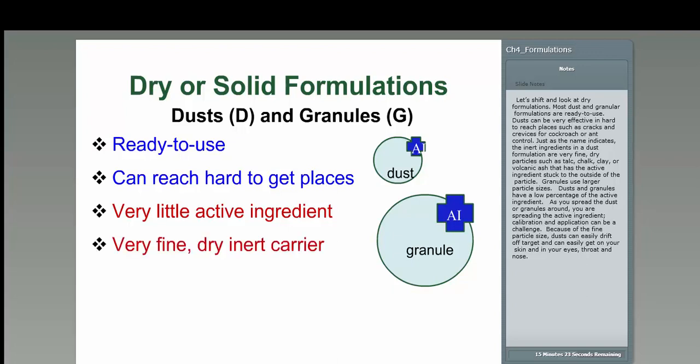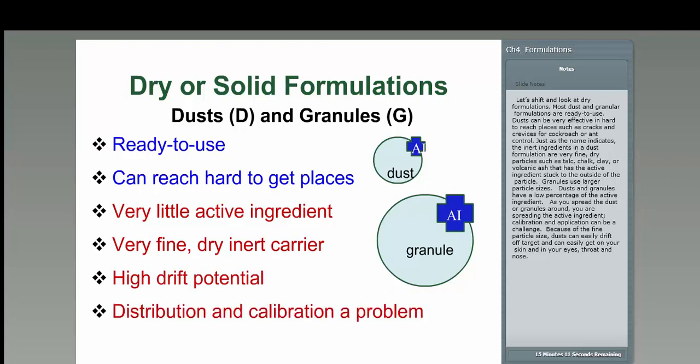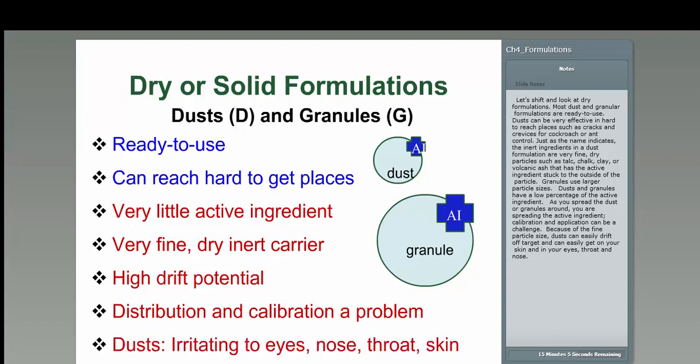Granules use larger particle sizes. Dusts and granules have a low percentage of the active ingredient. As you spread the dust or granules around, you are spreading the active ingredient. Calibration and application can be a challenge. Because of the fine particle size, dust can easily drift off target and can easily get on your skin and in your eyes, throat, and nose.